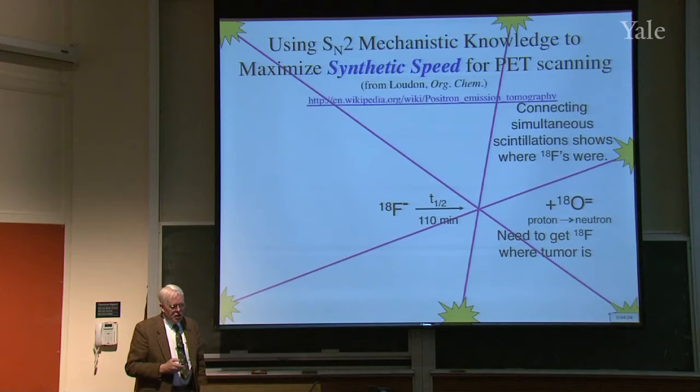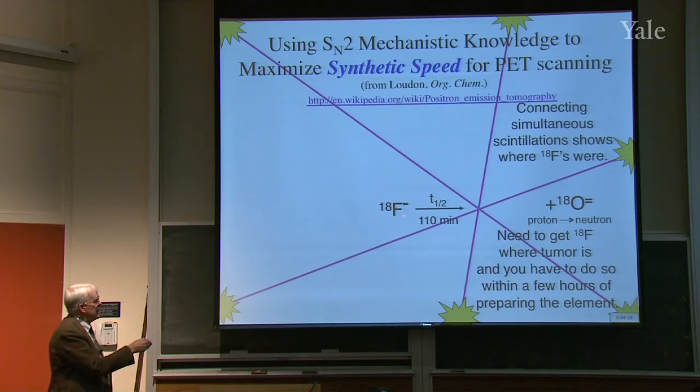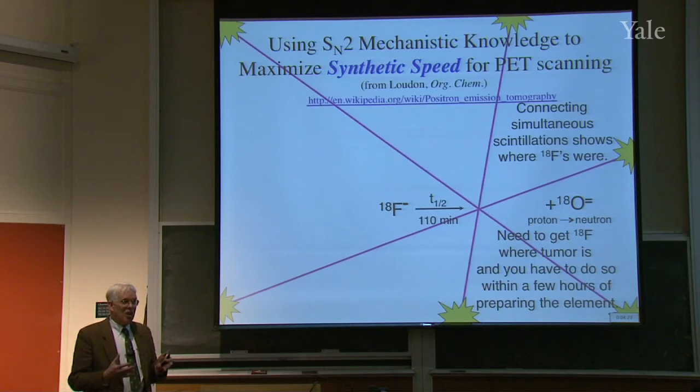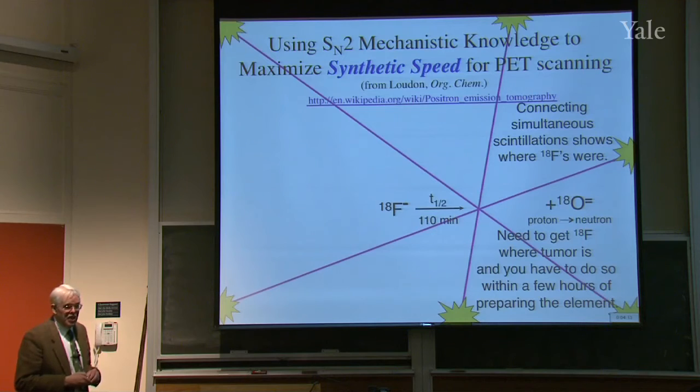You can read about it as I did in Wikipedia. But you have to do this really quickly after you prepare the element. So you prepare the element, F18, but its half-life is only 110 minutes. So you don't have much time to make it into something that will go where the tumor is. So speed is of the essence in whatever kind of synthesis you're going to do.